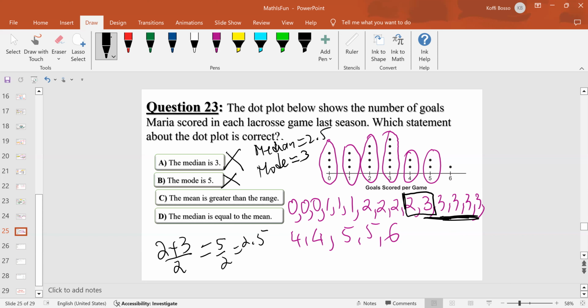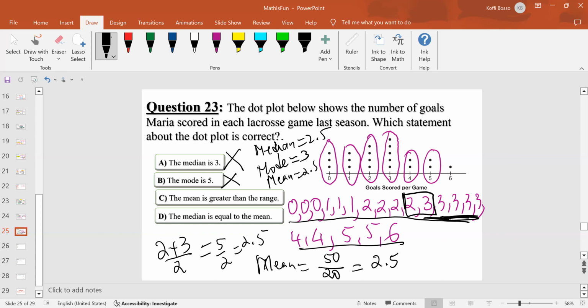Now they say the mean is greater than the range. So we need to know the mean. The mean is to add all these numbers. You add everything, you get what? If you add everything, you get 50, and you divide 50 by 20, because you have 20 numbers. That gives you 2.5.